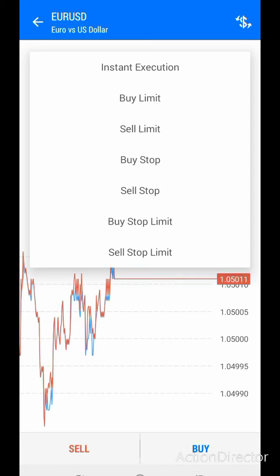So in this video, I will be talking about instant execution, buy limit, sell limit, buy stop, and sell stop. A whole lot of people have been coming to my DM asking me to explain all these parameters to them. I then decided to shoot a video and teach you how they work, what they are, how to use them, and also when to use them.